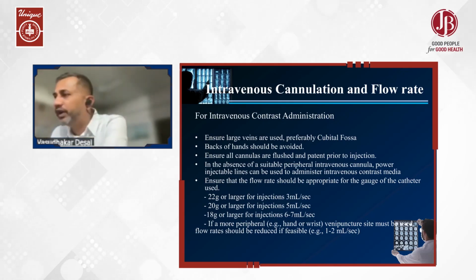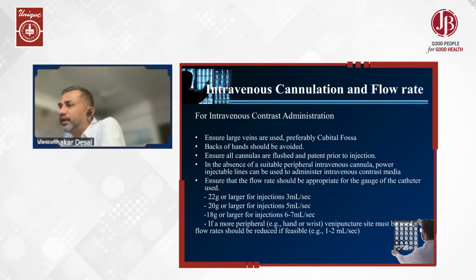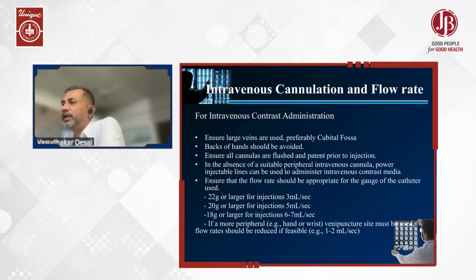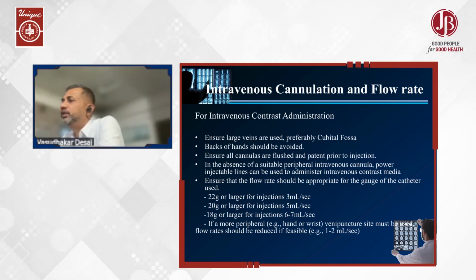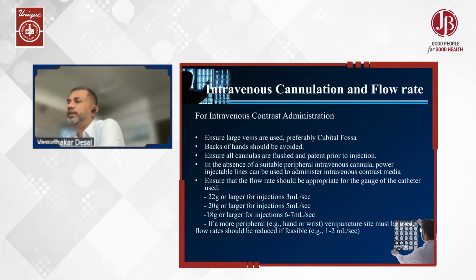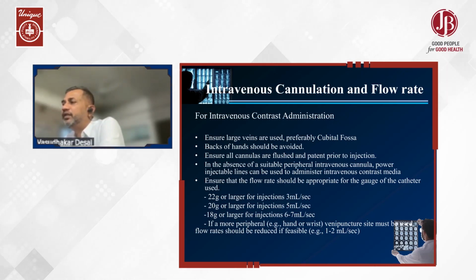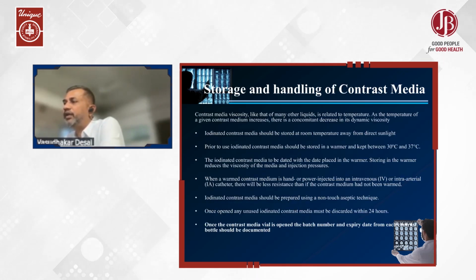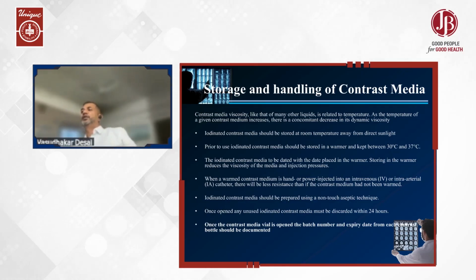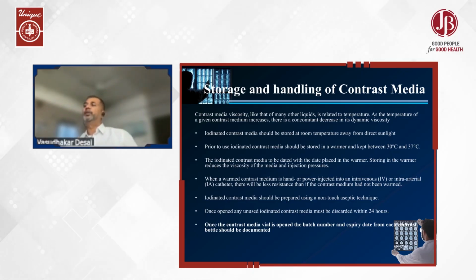So if 22 gauge or larger is used, then the flow rate should be 3 ml per second. If 20 gauge or larger is used, then the flow rate should be 5 ml per second. If 18 gauge or larger is used, then the flow rate should be around 6 to 7 ml per second. If a hand or wrist venipuncture site must be used, then the flow rate should be reduced, that is around 1 to 2 ml per second.